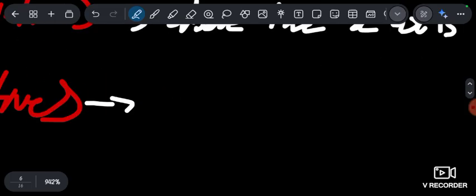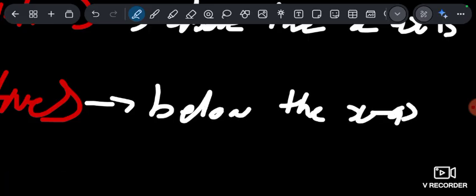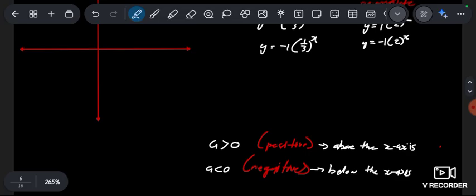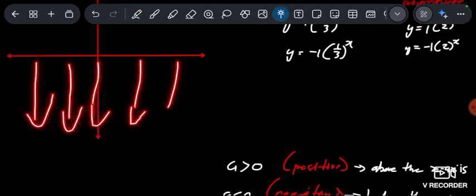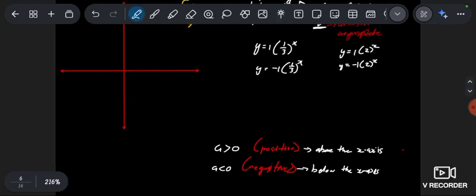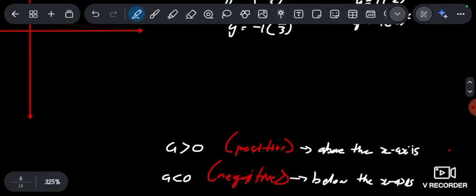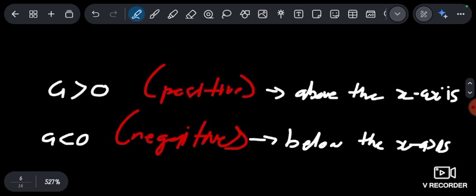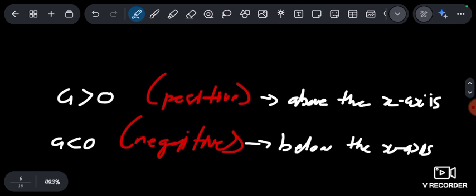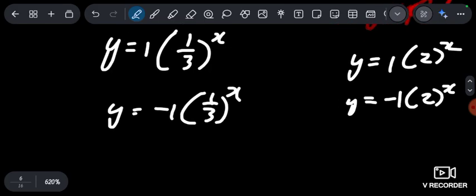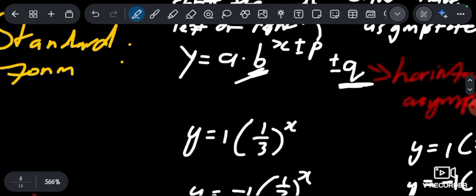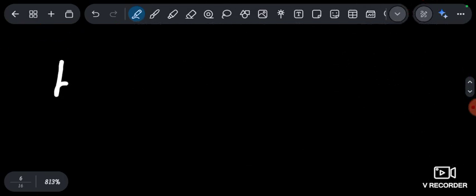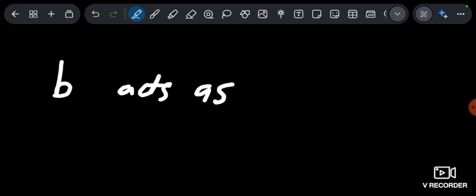Now, when A is lesser than 0, what is special is that the graph will be below the x-axis. What do I mean by below the x-axis? I mean that it will be all the points over here. Now you see the value of A. A just acts as a restrictor to know whether we are above or below the x-axis. Now, B will act as who? I want you to remember B as a gradient. Now, B acts as the gradient.